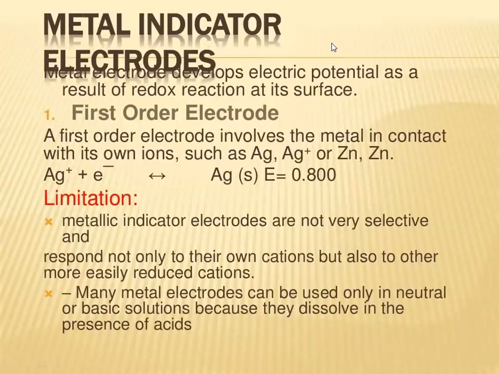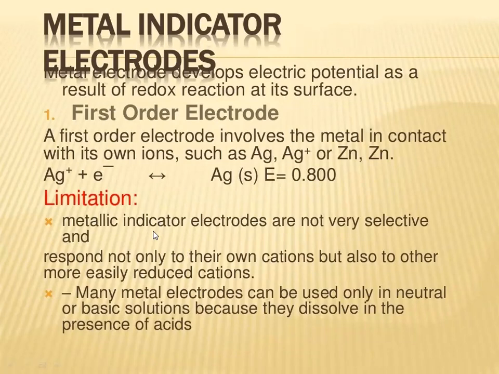Now in the indicator electrodes, the first we will discuss is the metal indicator electrodes. The metal electrode develops electric potential as a result of redox reaction at its surface. There is a first order electrode, which involves metal in contact with its own ions. For example, silver in silver ions, zinc in presence of zinc ions. Okay, so what is happening here? Silver ions taking up electrons and deposited as silver. So the potential is 0.8.